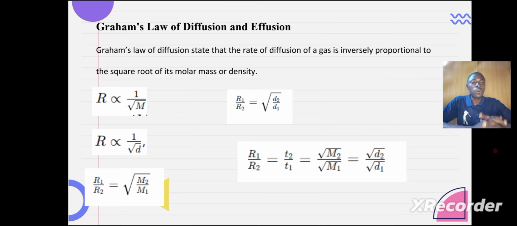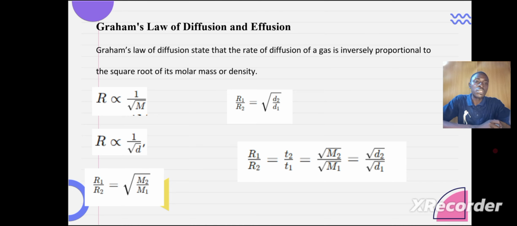So also, the rate of diffusion of a gas is inversely proportional to the time it takes. So what we mean is, if the rate of diffusion of a gas is high, it will take less time for the gas to diffuse. And if the rate of diffusion is low, it will take more time for the gas to diffuse. It's an inverse relationship as well with respect to time.